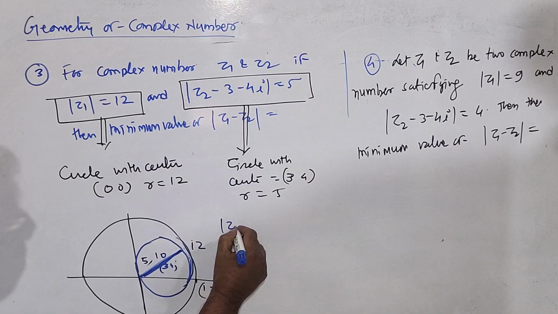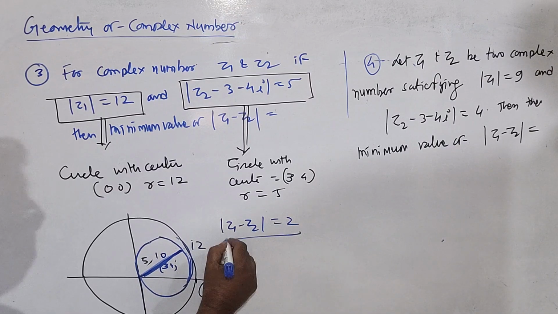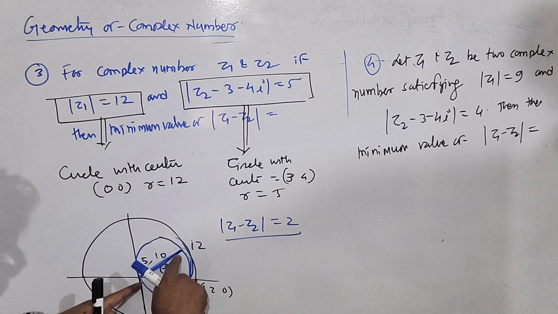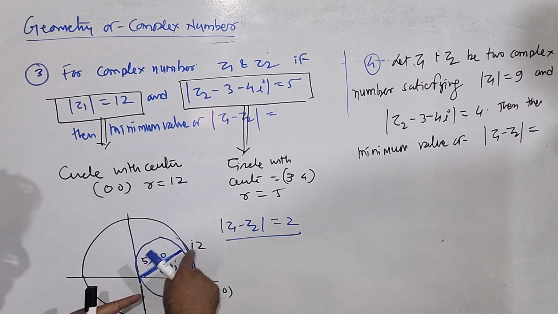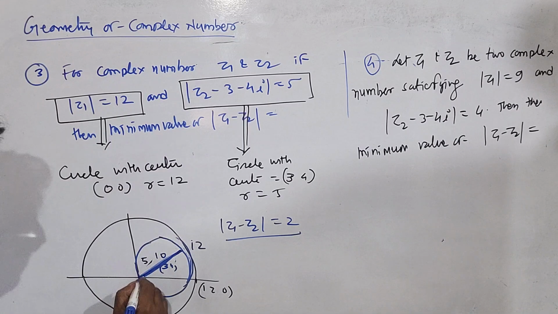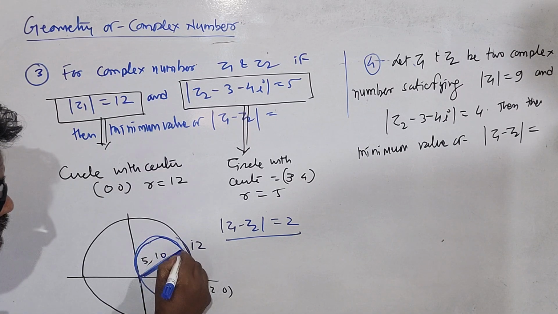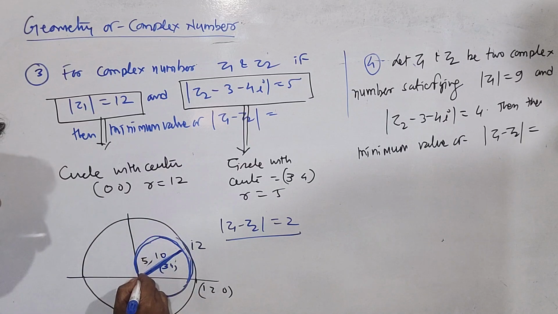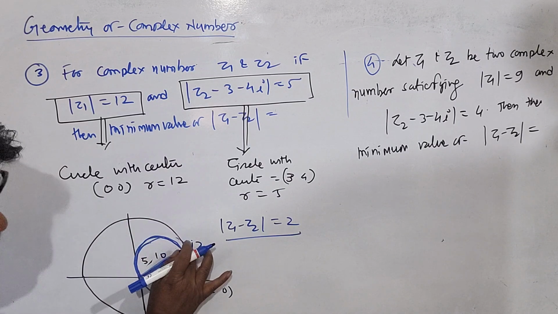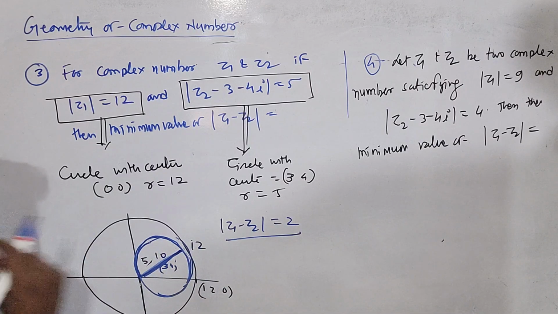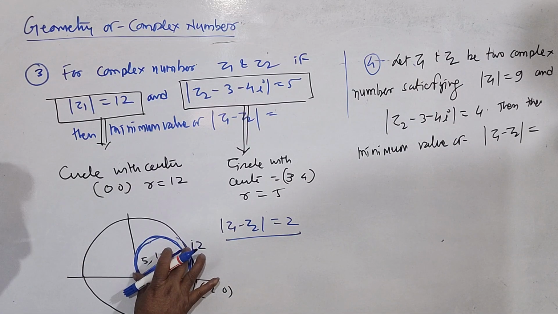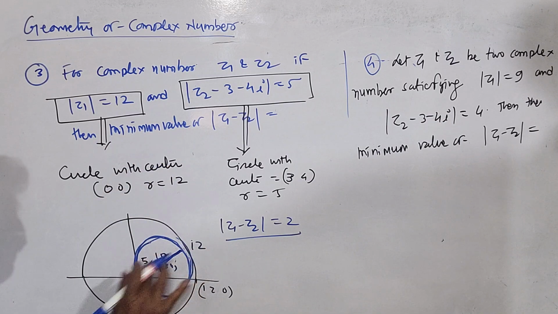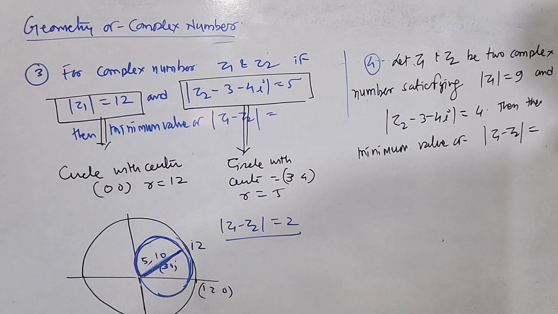So the minimum value of modulus Z1 minus Z2 is coming to be 2. This whole distance is 12, this distance is 10, therefore the minimum is 2. When we draw this circle, you have to be very careful whether it lies completely inside the other circle, or is touching it. You can identify that: the diameter is 10 and this distance is 12, because the radius of this circle is 12. So it will not touch, and therefore the minimum distance is 2.